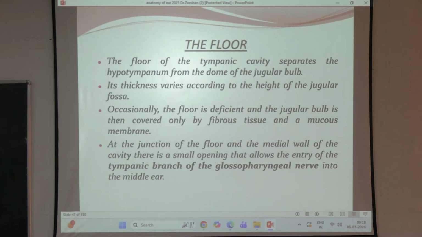Now, what is on the floor? The floor of the tympanic cavity separates the hypotympanum from the dome of the jugular bulb. Okay? What is above the tympanic tegmen? Middle cranial fossa, brain. And what is below the floor? Jugular bulb, the contents of the jugular foramen.